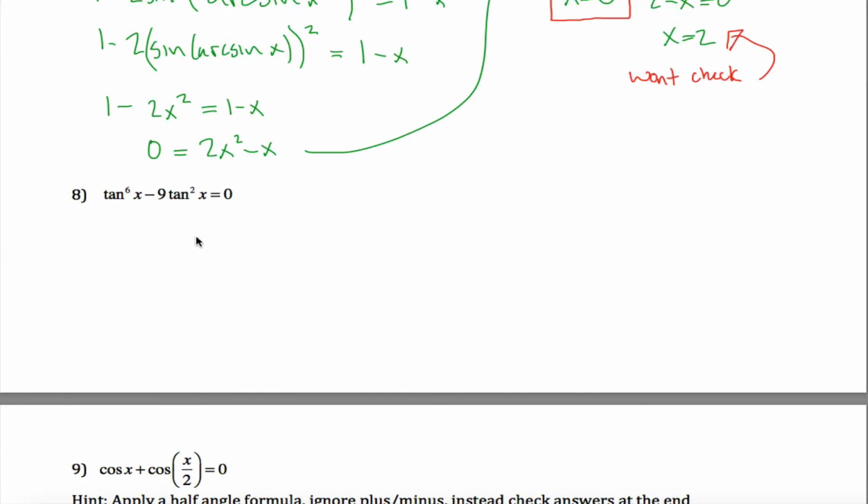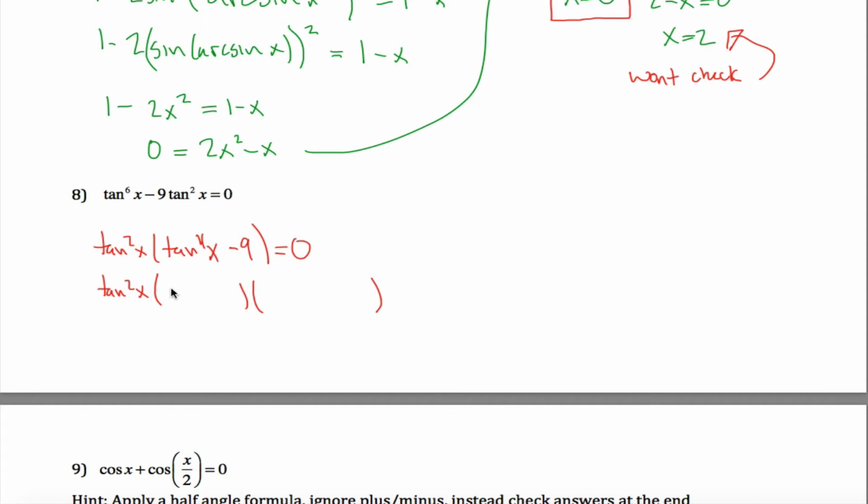This one is challenging. It's modeled off a homework problem. The idea here is to recognize that there's a tangent squared x in each of these guys. So I got tangent to the 4th x minus 9 after I factor out the tangent squared x. Now I got something times something equals 0. You could set them both equal to 0 at this point, or you could factor further.